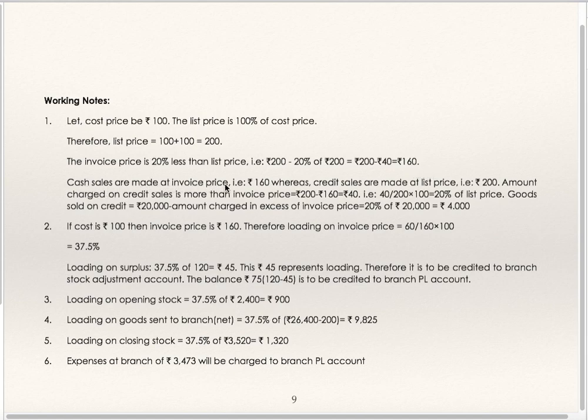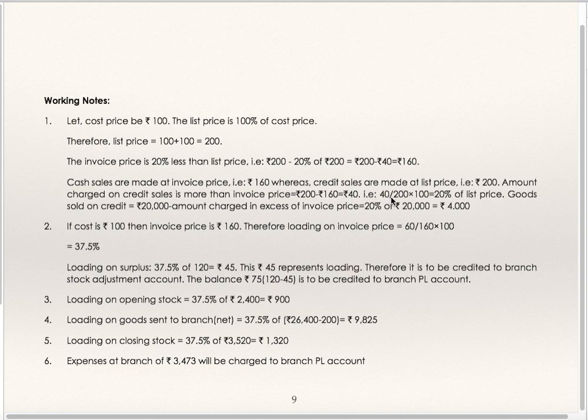Cash sales are made at invoice price, that is rupees 160. Cash sales are made at rupees 160 per unit, whereas credit sales are made at list price, that is 200. Amount charged on credit sales is more than invoice prices. 200 minus 160 is 40. That is, credit sales price per unit is more by rupees 40 than cash sales.